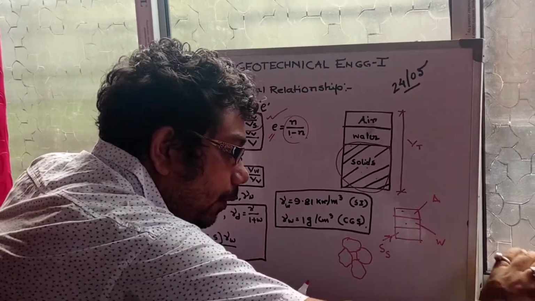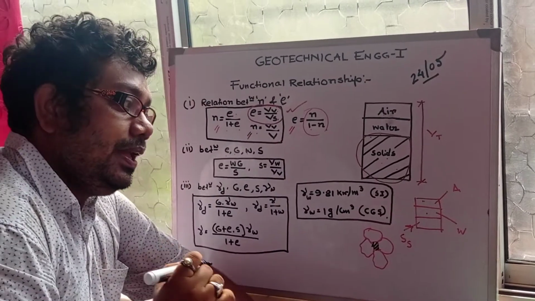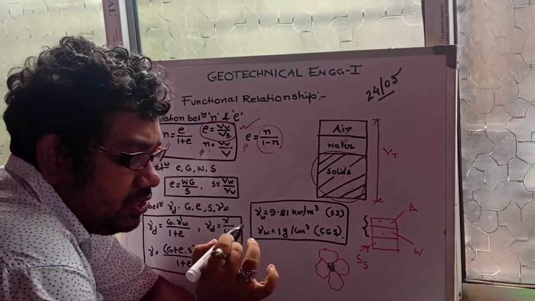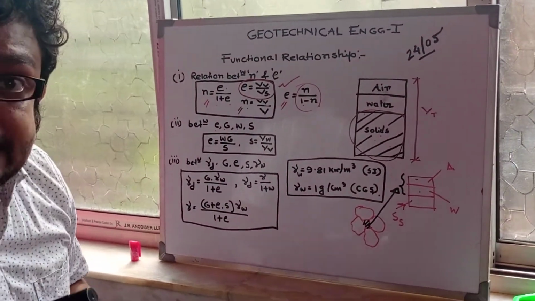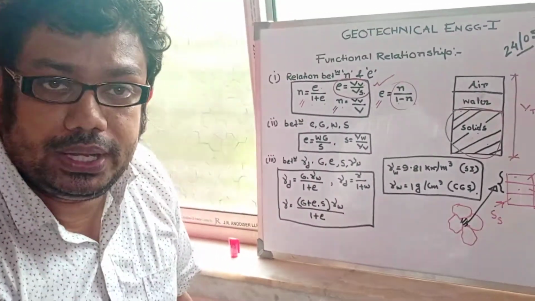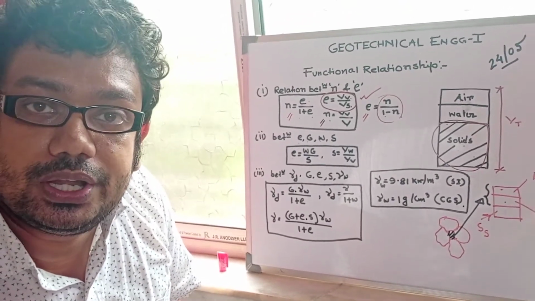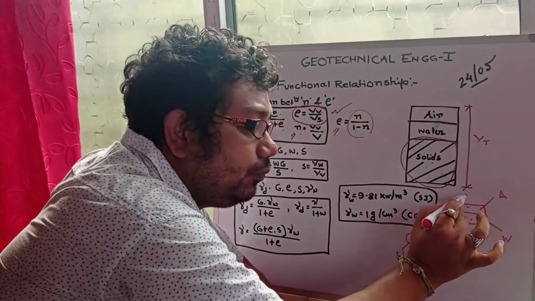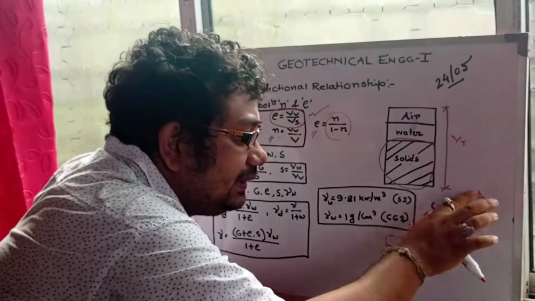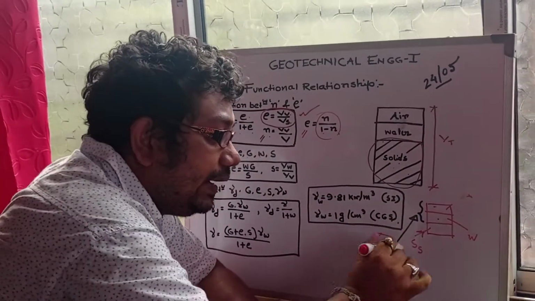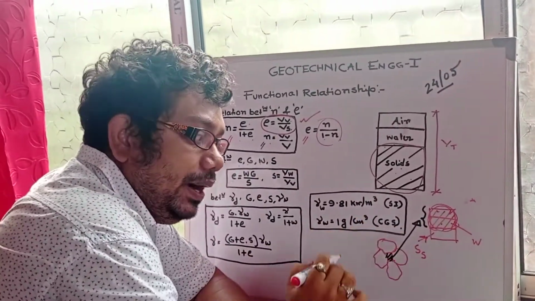Now my question is: these two parts where air and water exist are the voids. Which part is called voids? You can see this part is called voids. This part may be occupied either by air or by water. If your soil is completely saturated, what will happen? There will be no air, so the entire void part will be filled by water only.